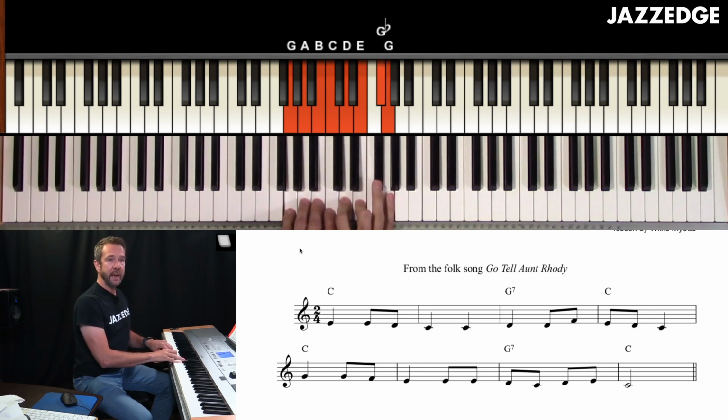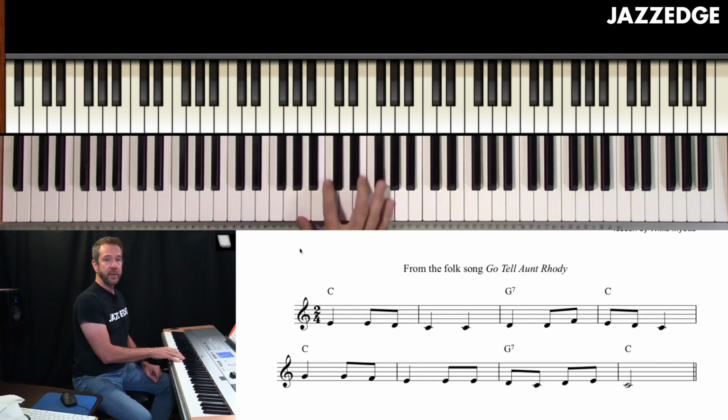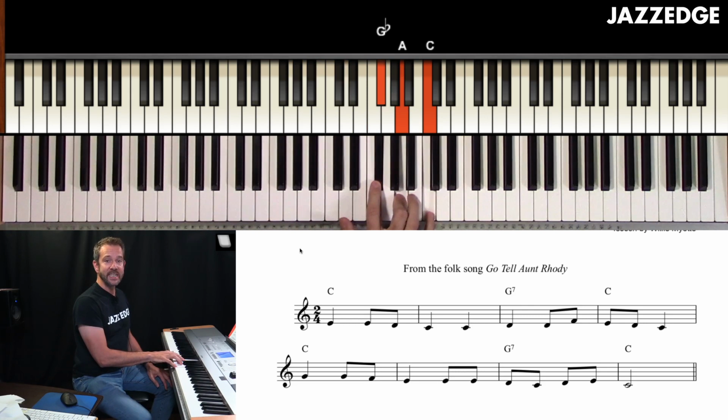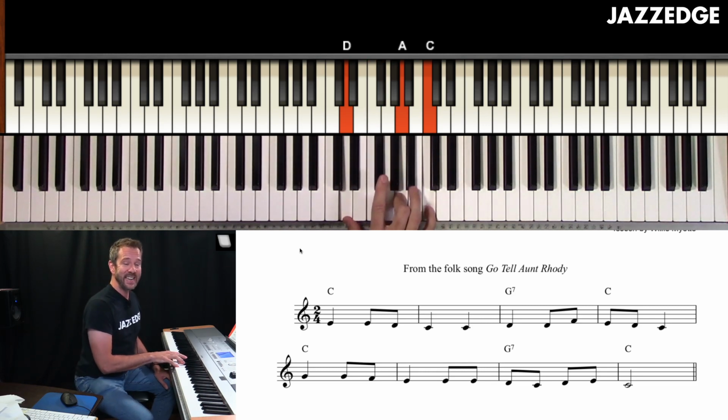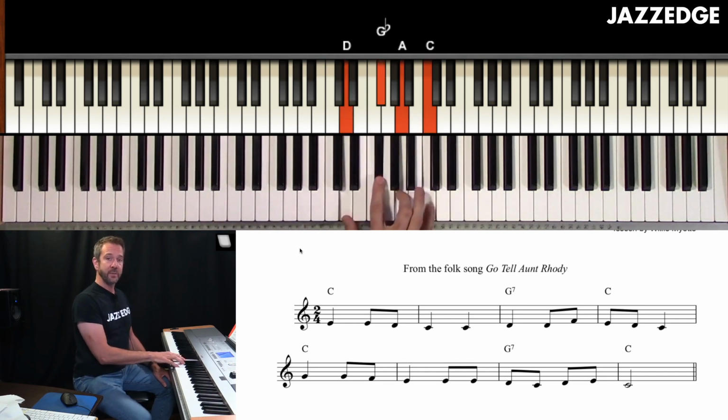So that would be an F sharp, so there's my 1 major, 2 minor, 3 minor, 4 major, and my 5 chord is D, F sharp, A, and C. Remember, I'm using the notes from that G major scale, so I wouldn't play F natural because that note is not in the key of G. So D7, D dominant 7th, is my 5 chord in the key of G.